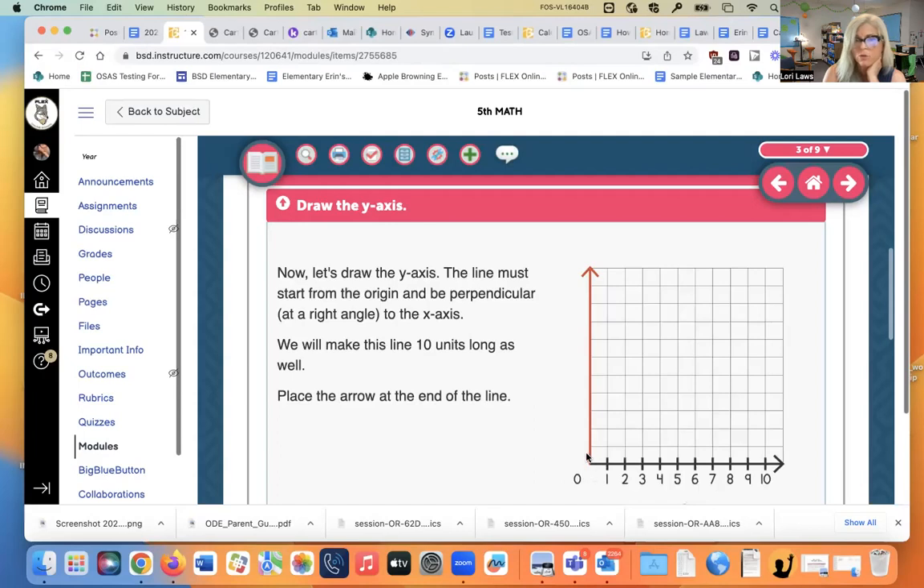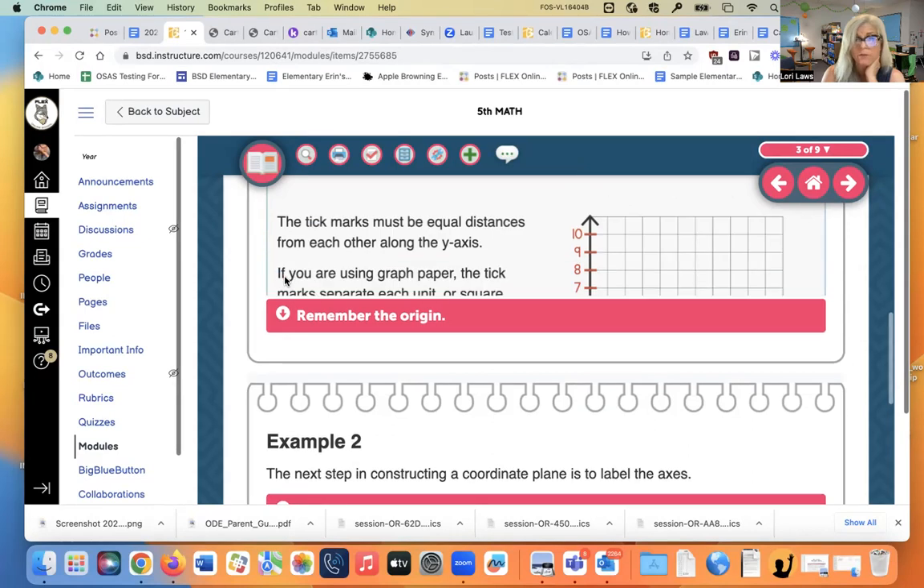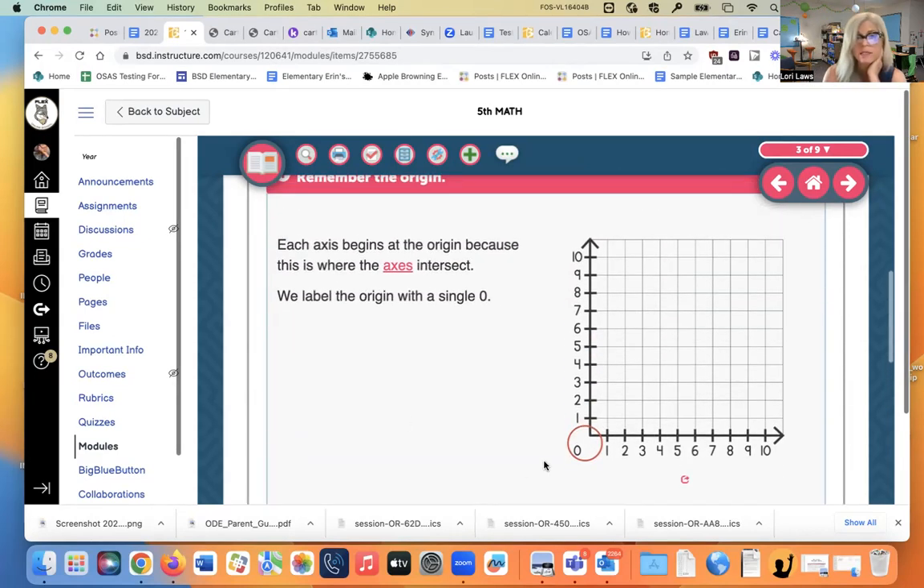So the 1 isn't down here. The 1 is up 1. Place an arrow at the end showing it could go on forever. We're only doing it 10, 10, but it could go on forever. Here's the origin. It's where the axes meet, and to make it plural, you put an E in there. I didn't know what the difference is between that word and axes that you would chop with, but anyway, the origin is 0, 0. It's right there.